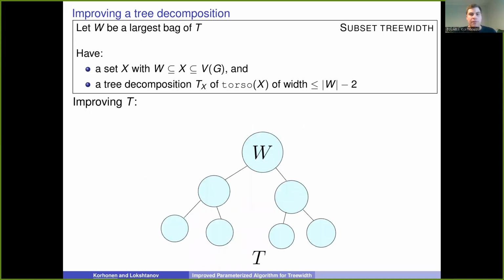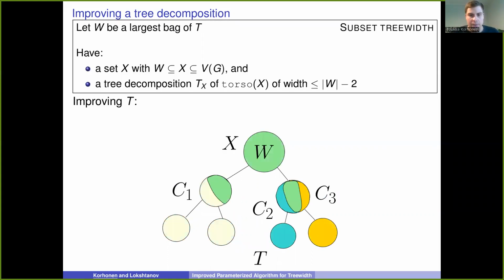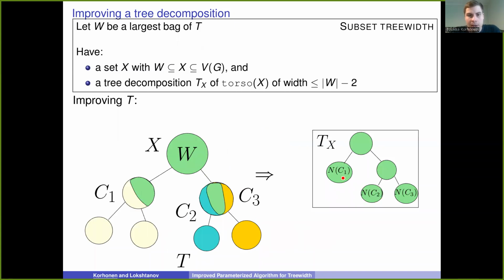And now, how we use this to improve our decomposition T. So here is our decomposition T. Say we have this set X, in green here, and then we have some components of G minus X: C1, C2, C3. To rearrange this decomposition, given this set X and a tree decomposition TX of the graph torso X, we put in this TX, which is now very much improved. Its bags are smaller than this W. So we basically replace this W by this TX.